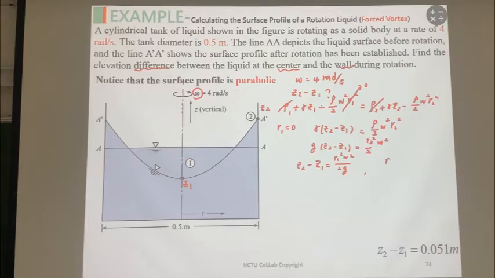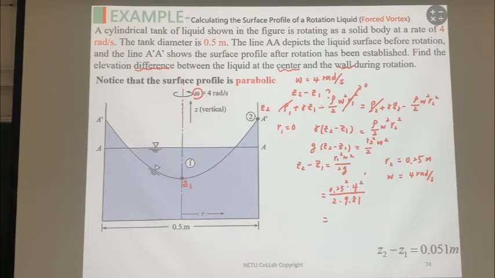Okay? And we know R2, where is R2? Because the total length is 0.5, so R2 is 0.25 meters. And we know omega is 4 radians per second. Okay, so we can compute the answer. Here is 0.25 square, multiply the 4 square, and divided by 2 times 9.81. And then you can compute the answer.